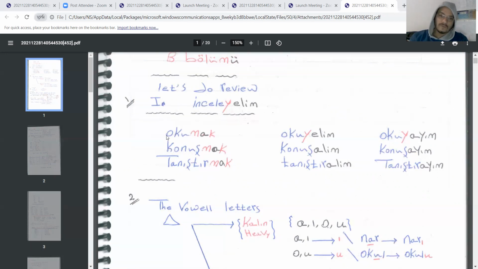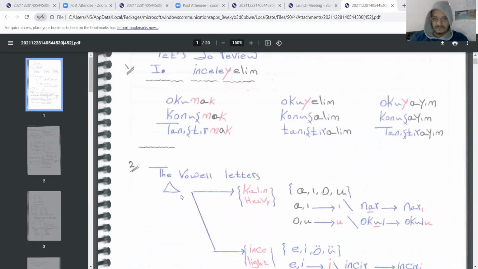It depends on which kind of vowel we're dealing with here. But at first, let me complete this part. Okuyalım, let's read. Okuyayım, let me read. Konuşmak, konuşalım, let's talk. Konuşayım, let me talk. Tanıştırmak, tanıştıralım, let's introduce. Tanıştırayım, let me introduce.